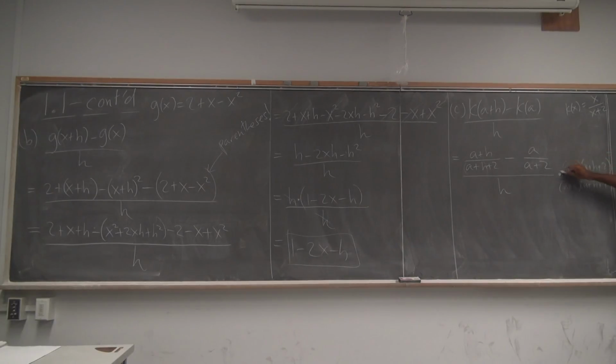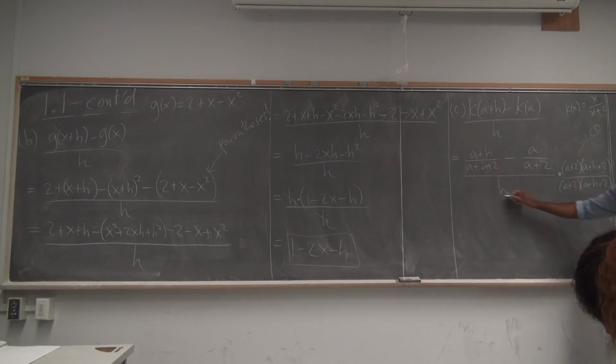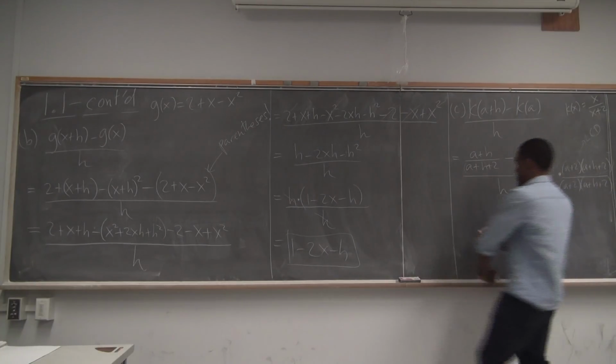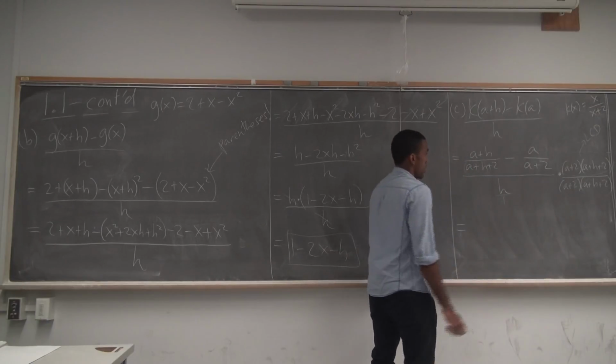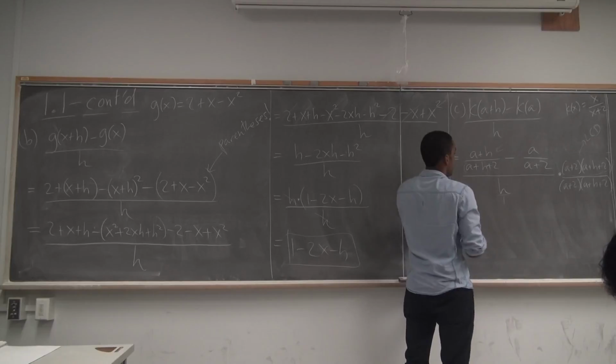This guy here is called the LCD, least common denominator. It's the product of all factors in the denominator. So you look at all the denominators in all the fractions, this and that. You need the product of each factor raised to the highest power that they appear. You get this. And now you multiply out.